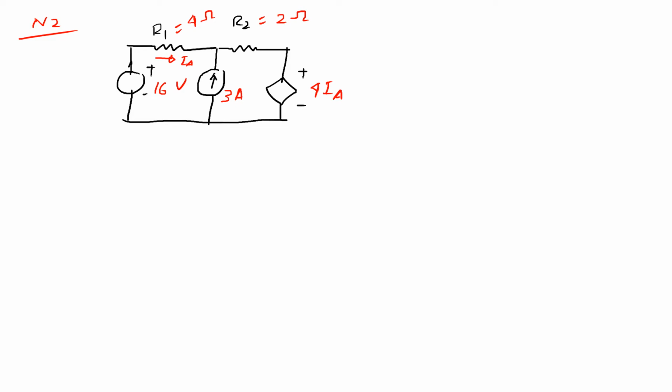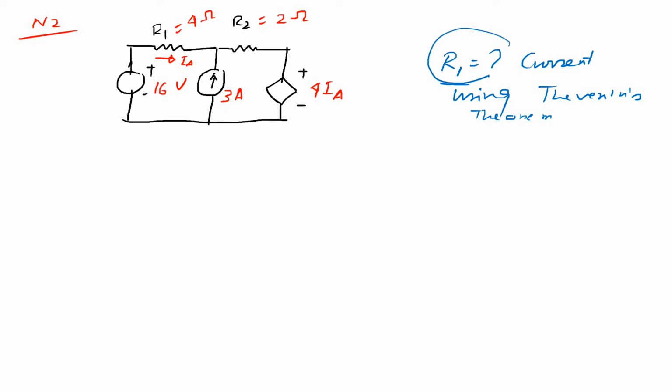so you have to find out the current passing through the R ohm resistance. You have to determine the current passing through the R ohm resistance using Thevenin's theorem. Okay, so what is our target? Our target is to find out the current flowing through the R ohm, R1 resistance, using Thevenin's theorem.